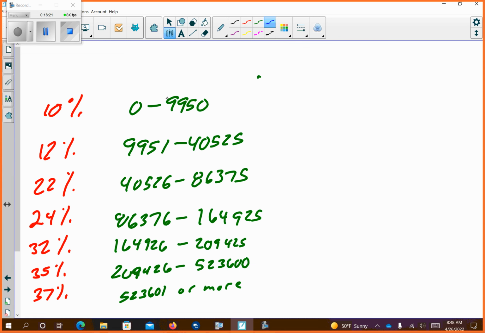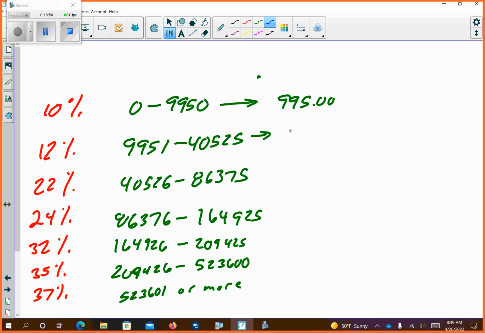So we're going to get some totals here. Someone with a calculator. Well, I think I can do this. 10% of 9,950 is this. So if you make up to $9,950, you're going to wind up paying $995 in taxes.